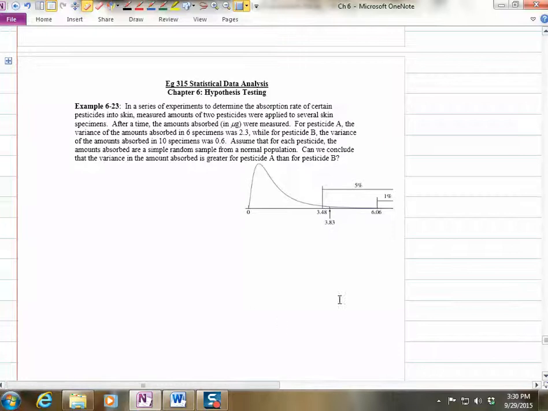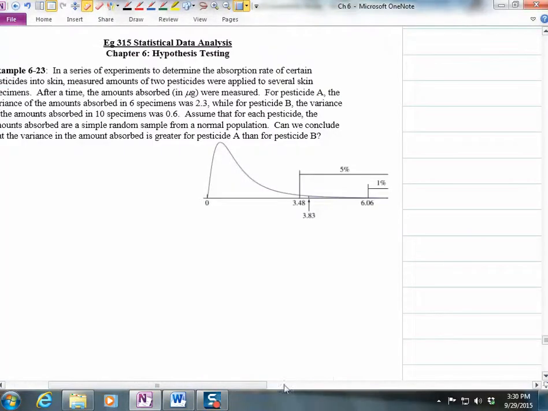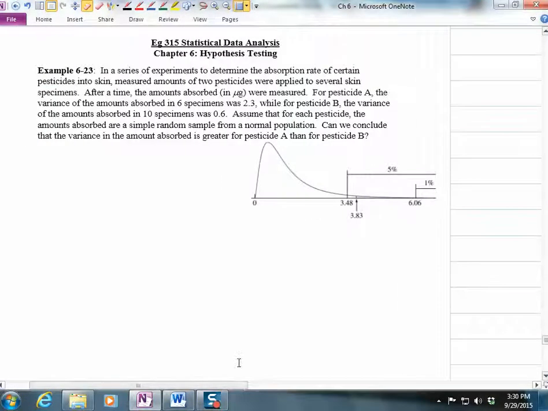Okay, let's look at this example right here. So I want to read through that. Just take a minute. Do that, please.